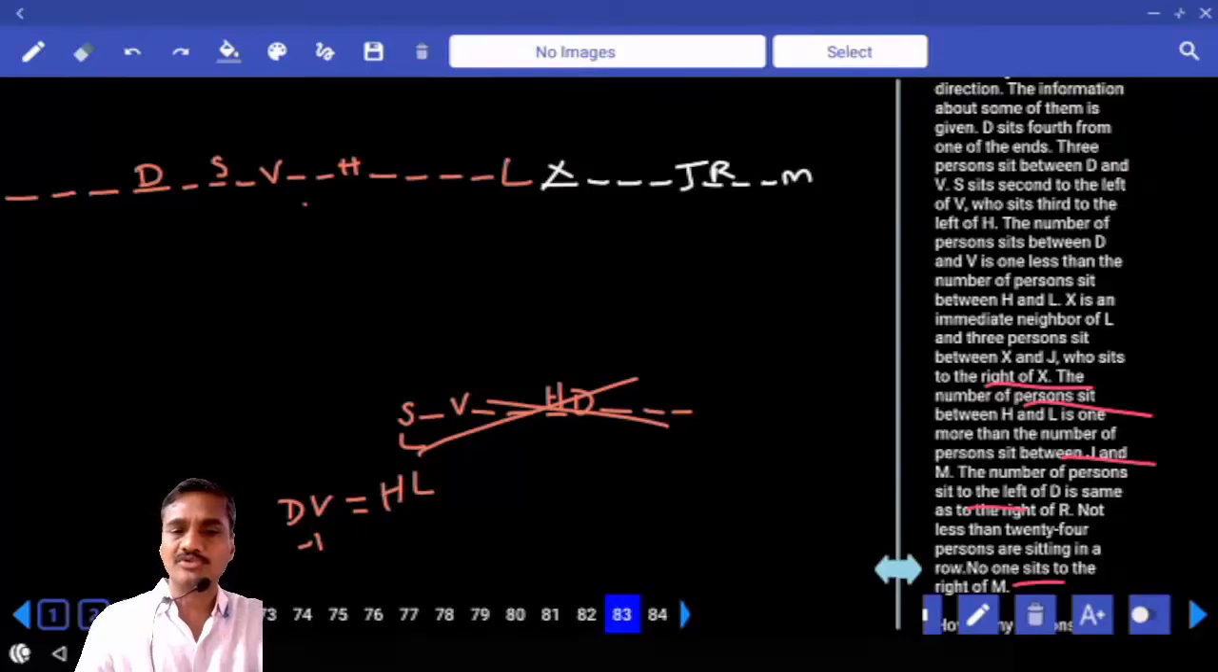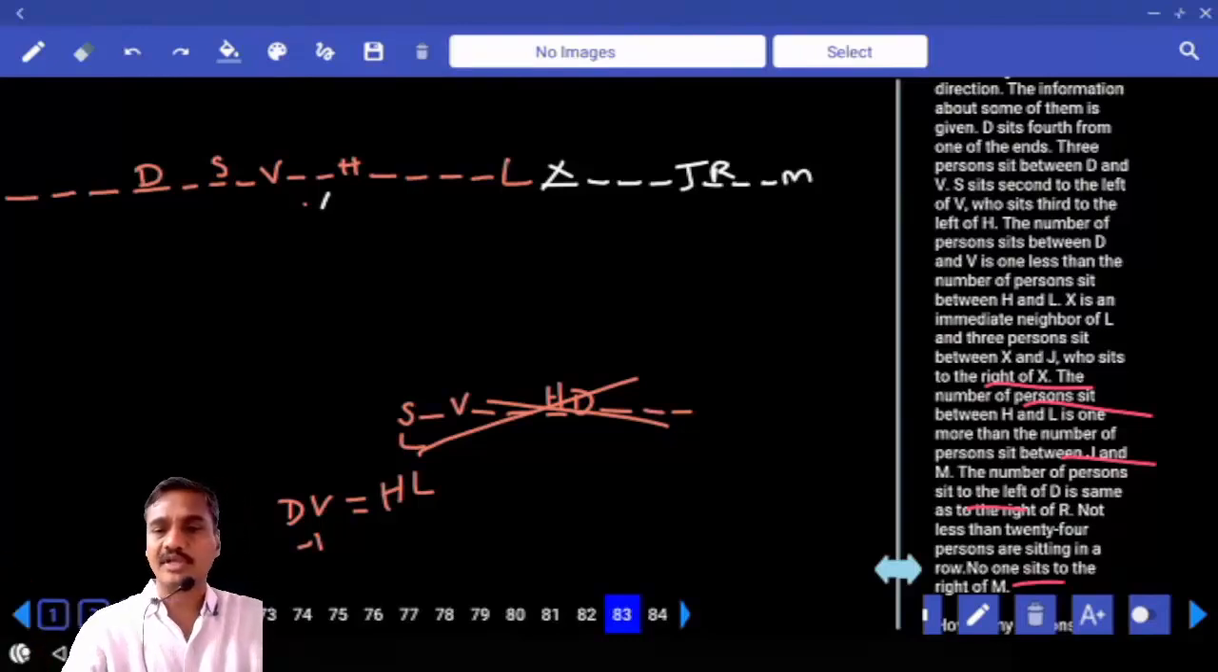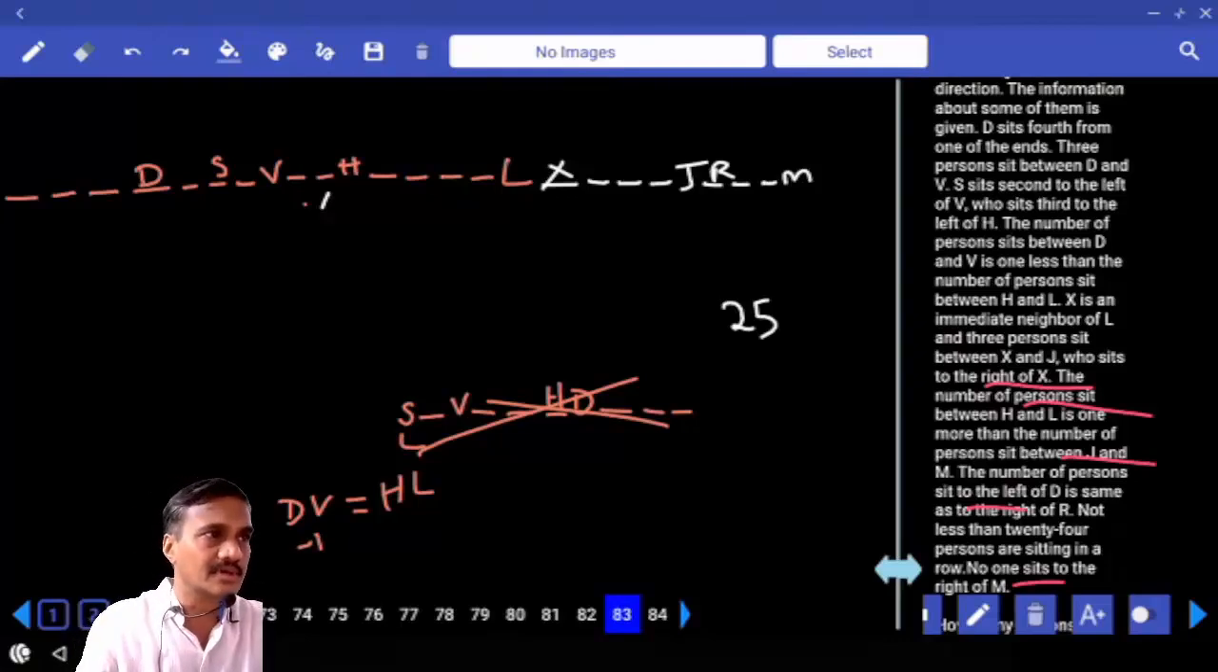J, R. Now count, how many persons are there? 3, 4, 5, 6, 7, 8, 9, 10, 11, 12, 13, 15, 16, 17, 18, 19, 20, 25. Hence we have 25 people, which is more than 24. Then to eliminate that possibility, the last information was given: more than 24.